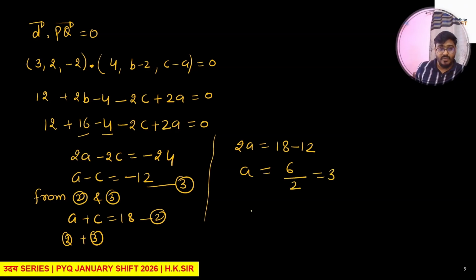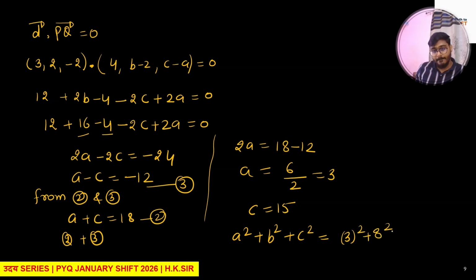If a is 3, what is the value of c? So c equals 15. Now they are asking the value of a squared plus b squared plus c squared. So square all these: 3 squared plus 8 squared plus 15 squared. When you square and add, you will get 298.